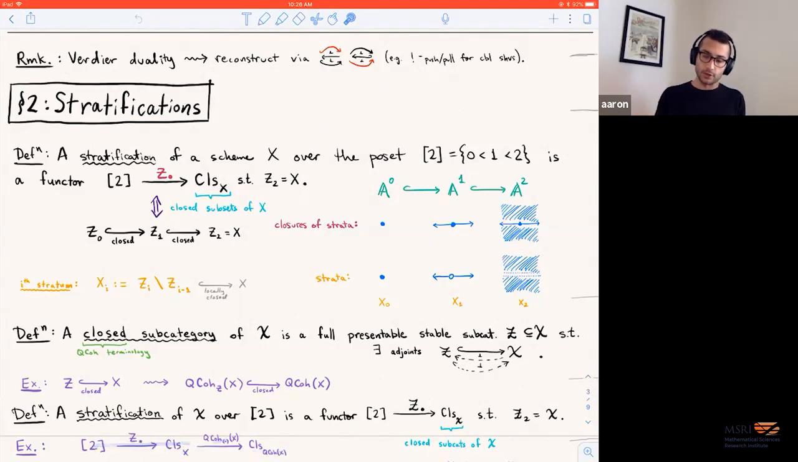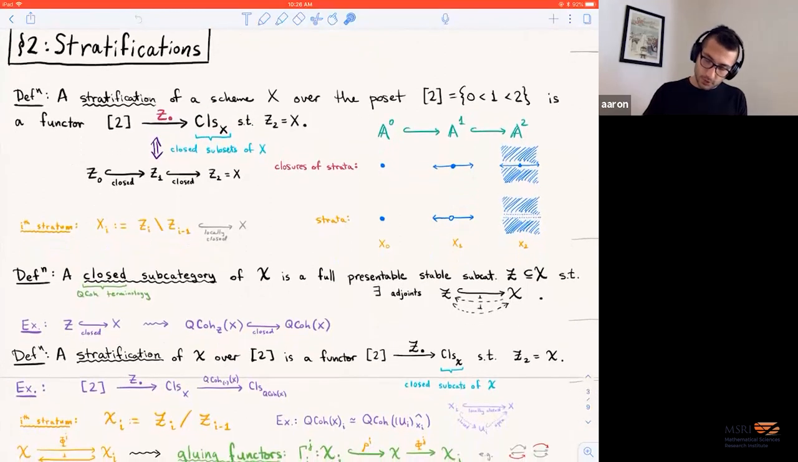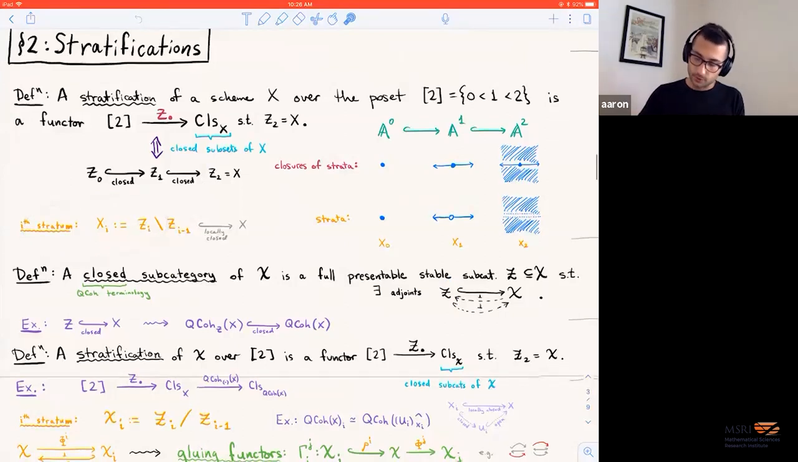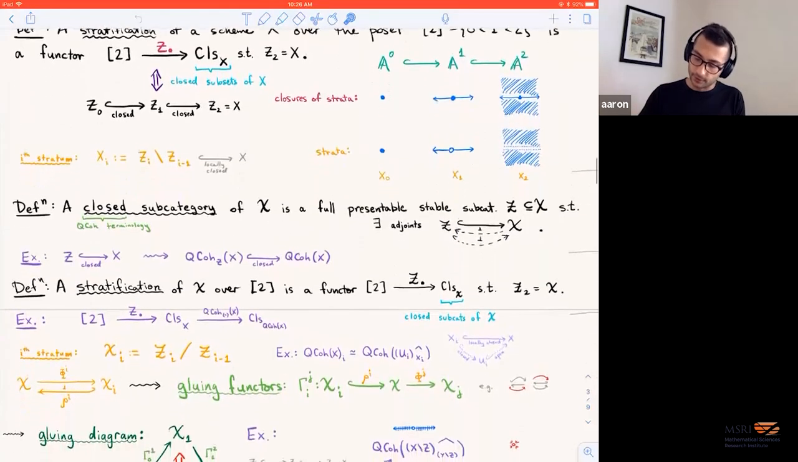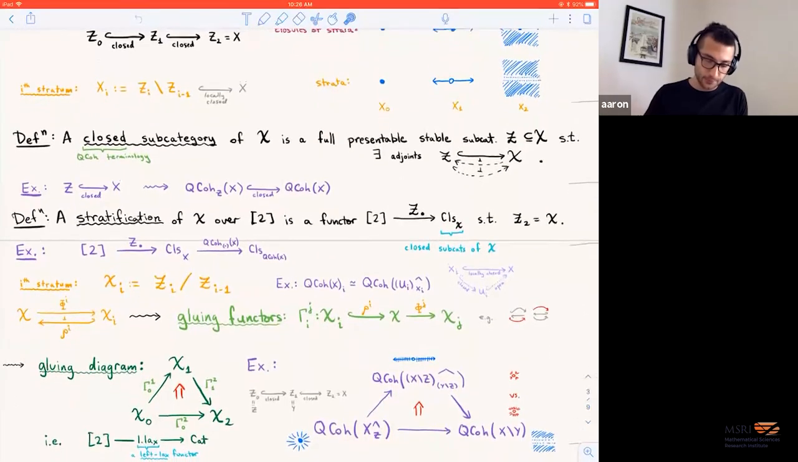Clearly this generation condition is satisfied, is preserved under composing. So now there's a bit more. Over here, I just defined the stratum, but really I want to reconstruct the whole category. So I'm going to have to tell you how I'm going to glue it back together. So here's some stuff. Let's look at this together.